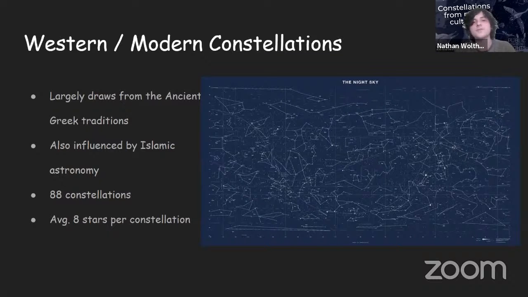It largely draws from ancient Greek traditions for naming the full constellations, and then has also been influenced through Islamic astronomy, which you can see through most of the names for stars, such as Alberio, Deneb, etc.